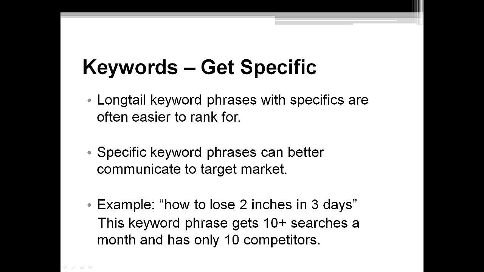Get specific with your keywords. Long-tail keyword phrases with specifics are often easier to rank for. Specific keyword phrases can better communicate to your target market as well. For example, how to lose 2 inches in 3 days is a lot more specific and a lot easier to rank for than weight loss. This keyword phrase gets at least 10 searches a month and has only 10 online competitors.